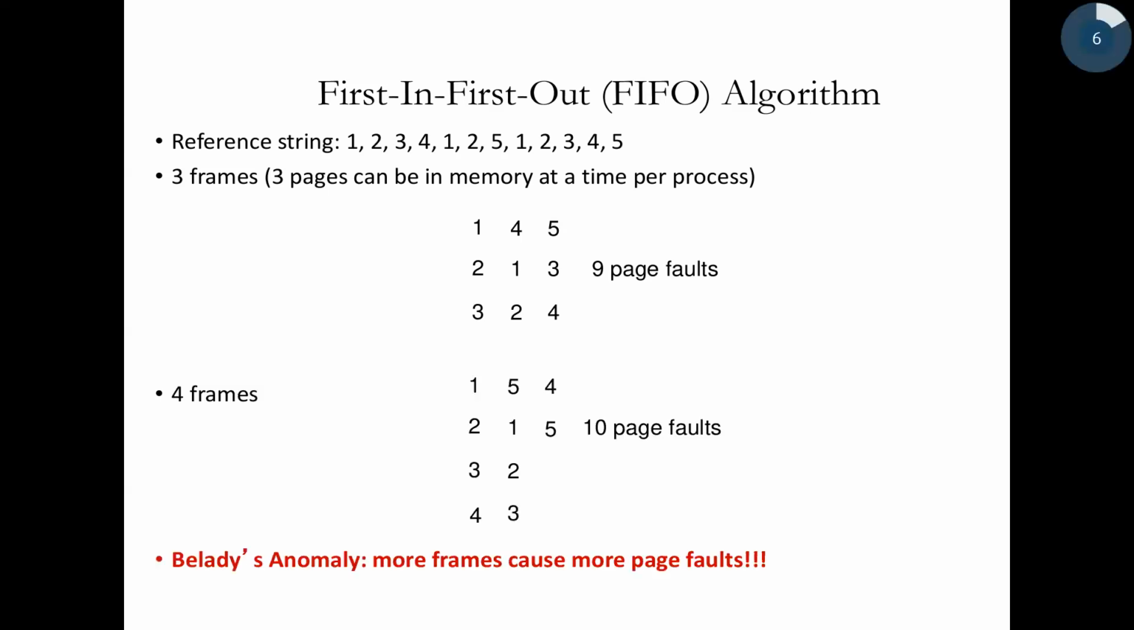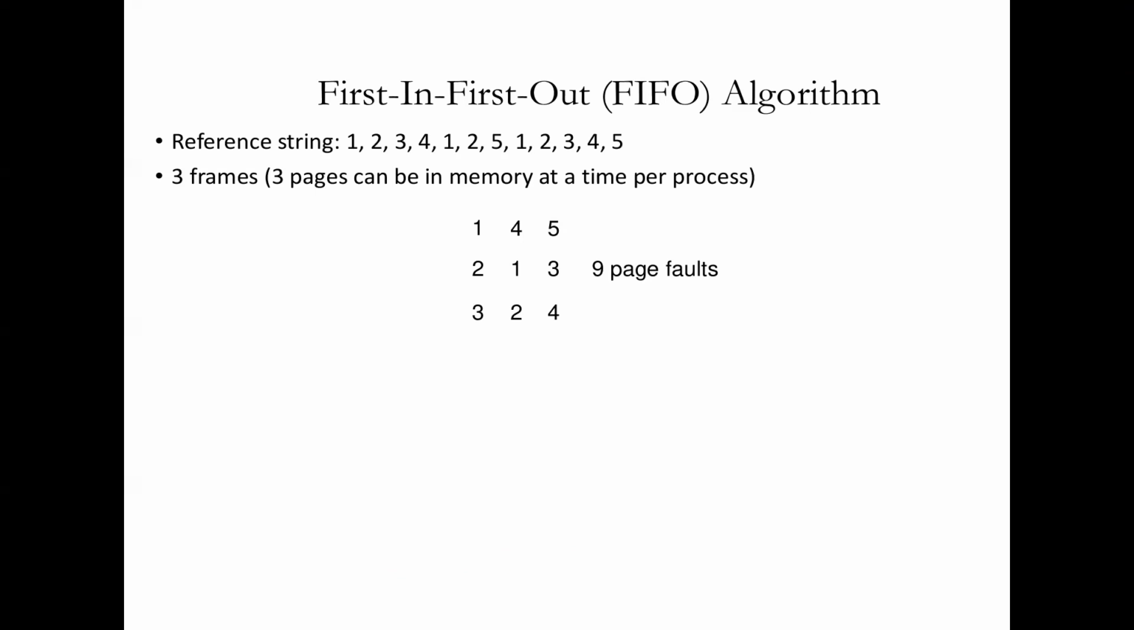Let's see what will happen. Let me ask this question: do you think that if I use this algorithm, increasing the number of page frames will help me? So if I can hold 4 frames instead of 3, it seems like I have more space in memory, right? I should have fewer page faults. Naturally, I have more memory, so I should expect better performance, right?